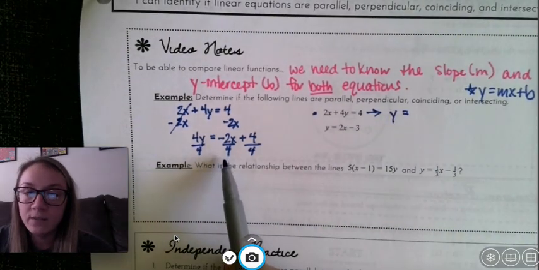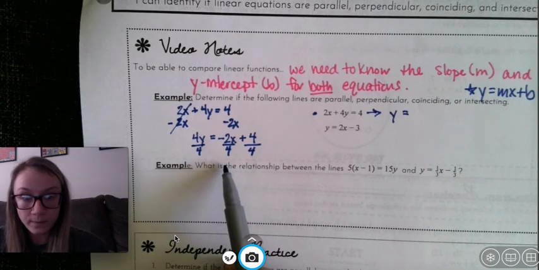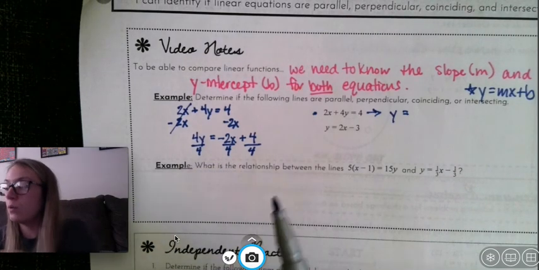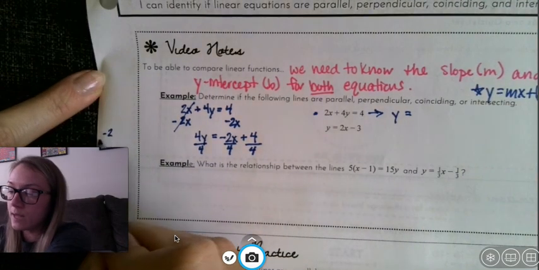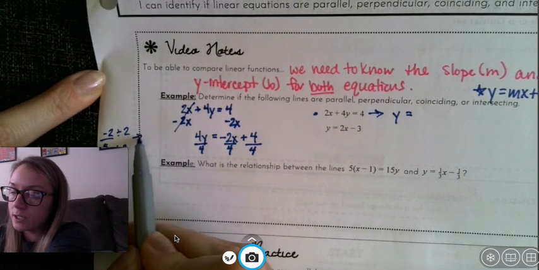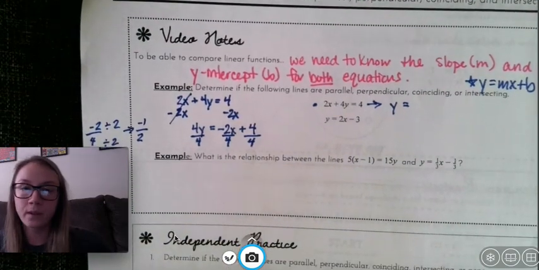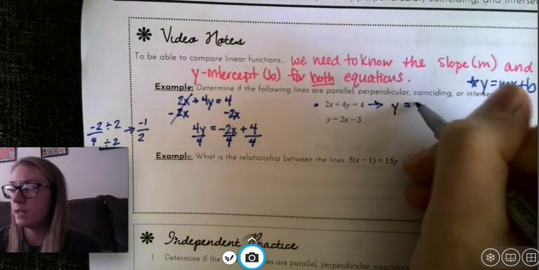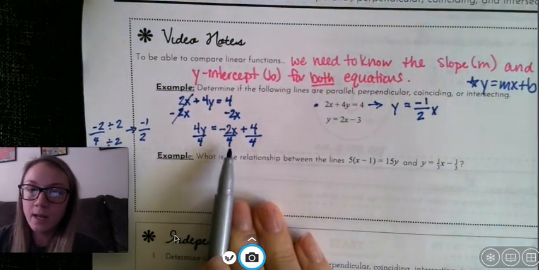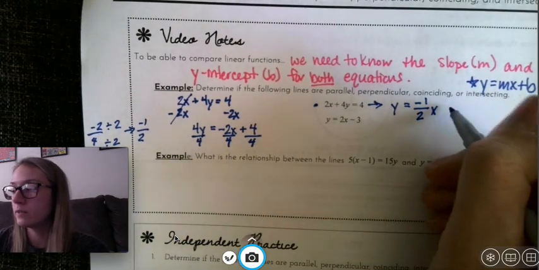I have negative 2x divided by 4, so that's negative 2/4. And I can actually simplify that fraction. So if I have negative 2/4, I can divide both the top and the bottom by 2. And so that turns into negative 1/2. So I have negative 1/2 x, which was this part right here, plus 4/4. 4/4 simplifies to 1, so plus 1.